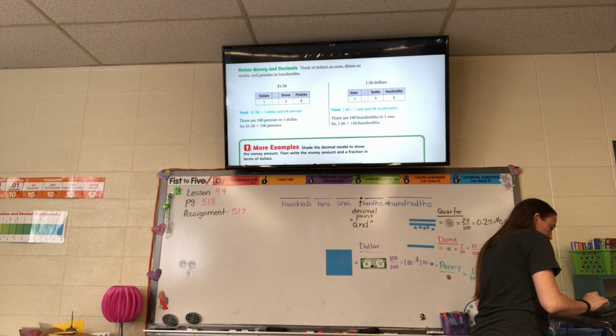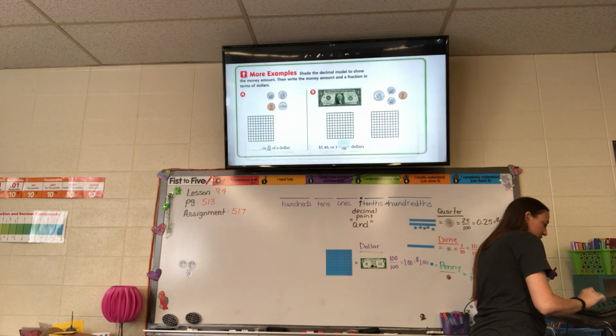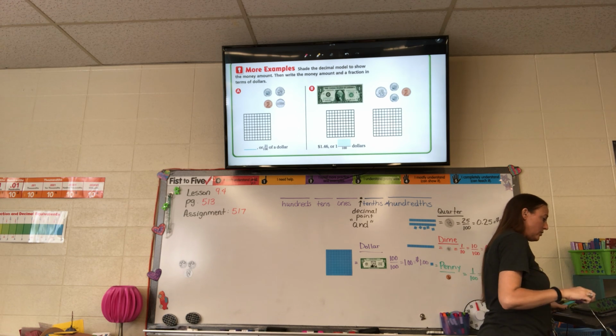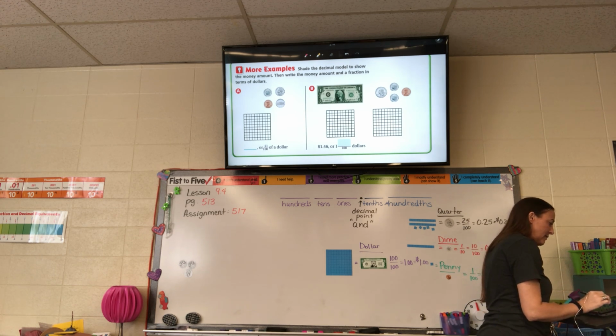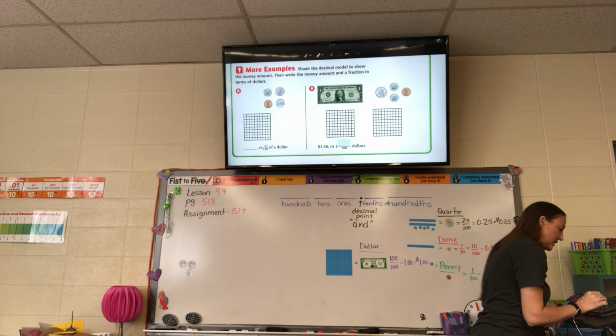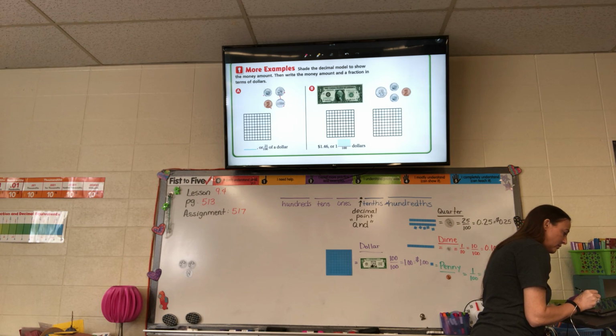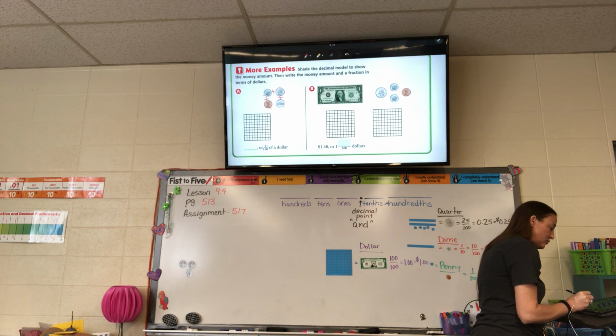Okay, here we go. Here are some more examples. It wants us to shade the decimal model to show the money amount. Then write the money amount and a fraction in terms of dollars. Okay, so we're going to shade the model. This has a dime, which is 10 cents, a nickel, another nickel, and a penny. Our nickel plus our nickel, 5 plus 5 is 10, plus 10 more with our dime is 20, plus the penny, which is 1. So we have 21 cents.